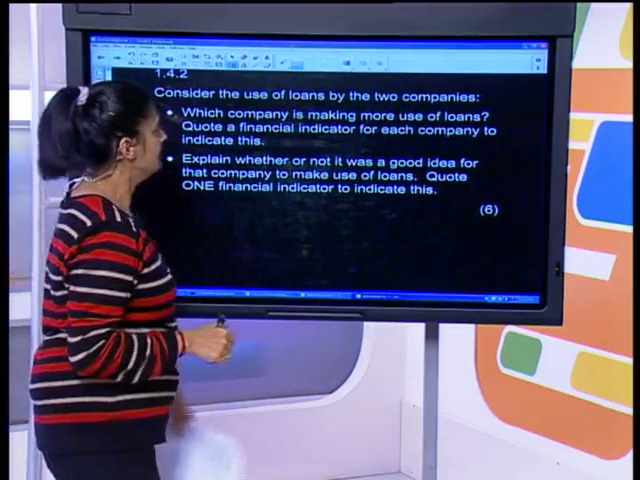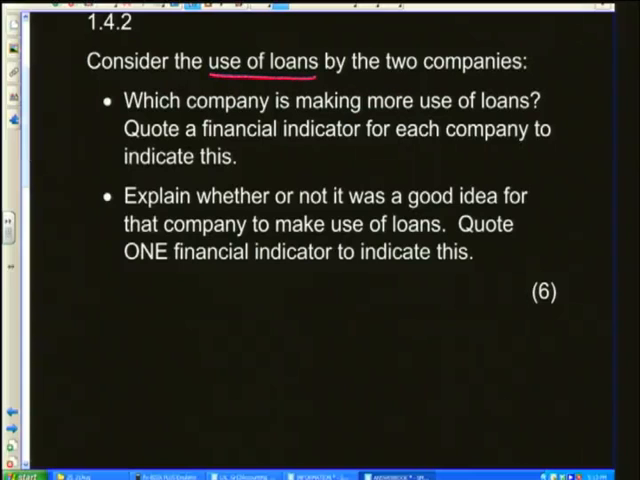Okay, our second question: consider the use of loans by the two companies. Which company is making more use of loans? Quote a financial indicator for each company to indicate this. So they're asking us to look at certain ratios, financial indicators, and then obviously answer which company is relying more on borrowed capital, using more loans. We're also required to explain whether or not it was a good idea for that company to make use of loans, and again, quote one financial indicator to indicate this.